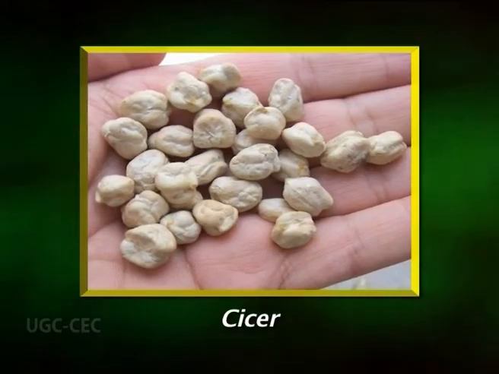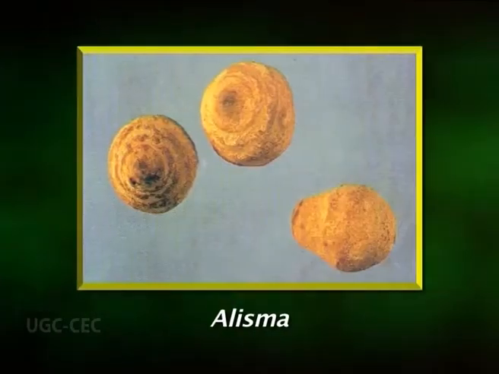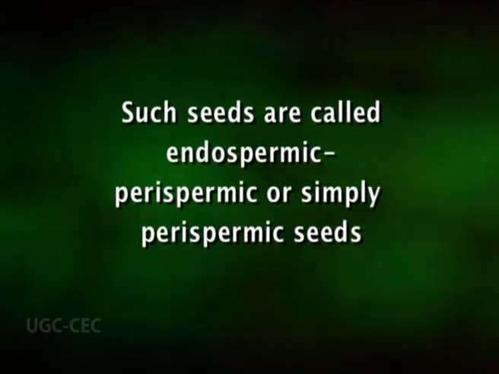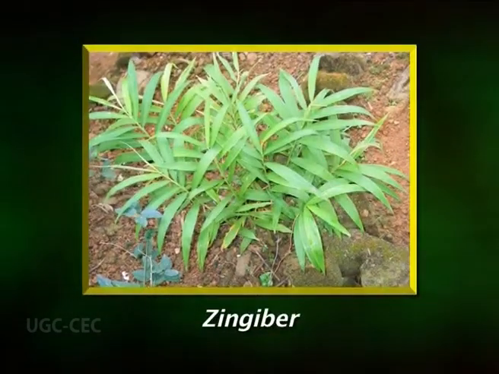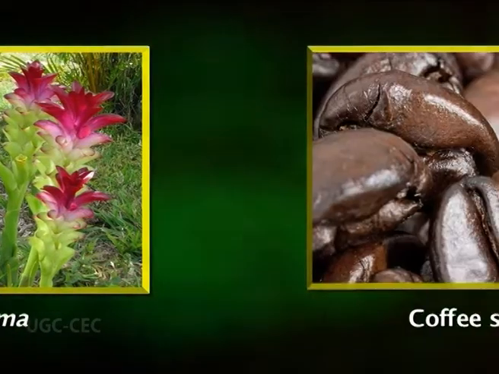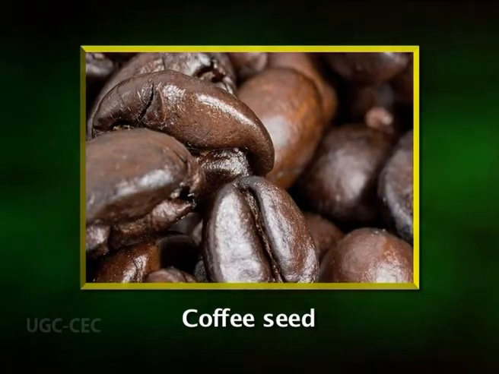In non-endospermic or exalbuminous seeds, endosperm is not retained after maturity as all of it is consumed during the development of the seeds. Examples include Phaseolus, Pisum, Vallisneria, and Elisma. In addition to endosperm, some seeds retain a thin layer of nucellar tissue. Such seeds are called endospermic perispermic or simply perispermic seeds. For example, Zingiber, Eleutheria, and Curcuma, etc. The edible part of a coffee seed is actually perisperm.